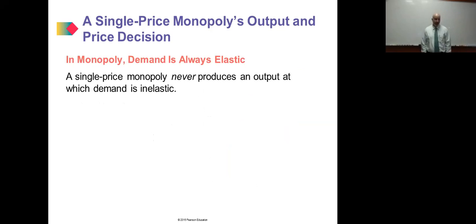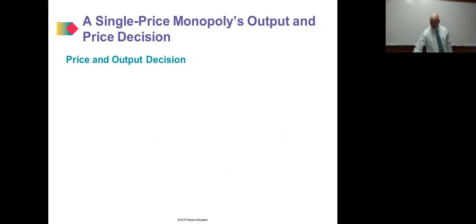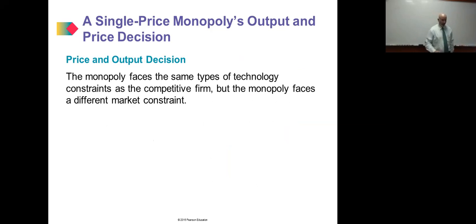Remember, in a monopoly, demand is always elastic. It never produces an output at which demand is inelastic. Now, what kind of constraints do monopolies face? Same types of technology constraints as a competitive firm, but the monopoly faces a different market constraint.